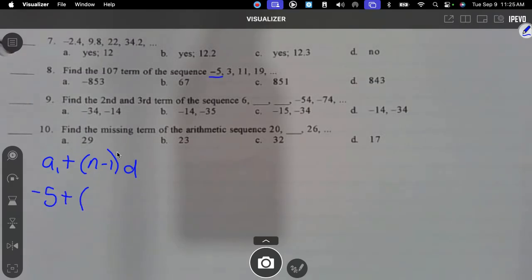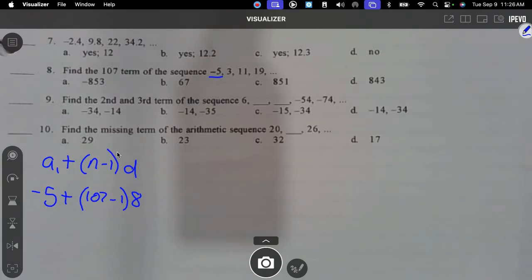Plus, what term am I trying to find? 107 minus 1. And what is our difference? 8 times 8. I would plug that in my calculator just like that. All you have to do is fill out the formula. First term, the term you're looking for, and then the common difference. And what did y'all get? 843. D. Okay, I'm going to double check. It is D.